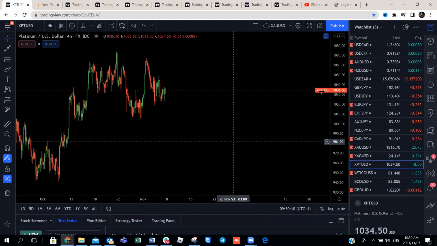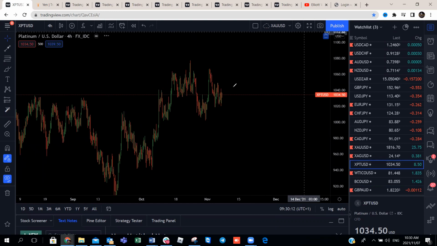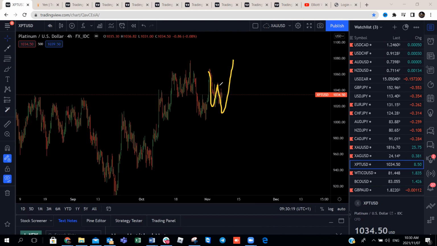I've skipped platinum. So platinum, we had a setup here from the blue box. We're looking for this to push to the upside. We are pulling back here in what looks like 3 waves, so we're still expecting platinum to continue pushing to the upside. We had a blue box setup here on platinum. We're looking for that to continue pushing to the upside.